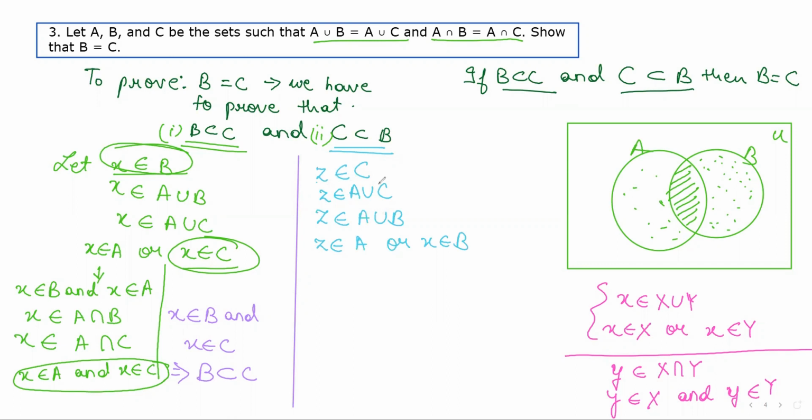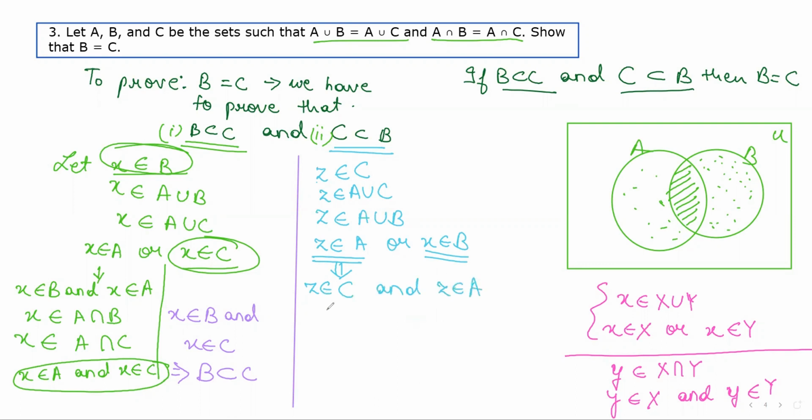Now we need this B. So B is fine. If it belongs to B, fine. But what if it belongs to A? So let's further solve it exactly the way that we did before. We are solving this part further. We are continuing it. We said that initially Z belongs to C, and now we are saying that Z belongs to A.